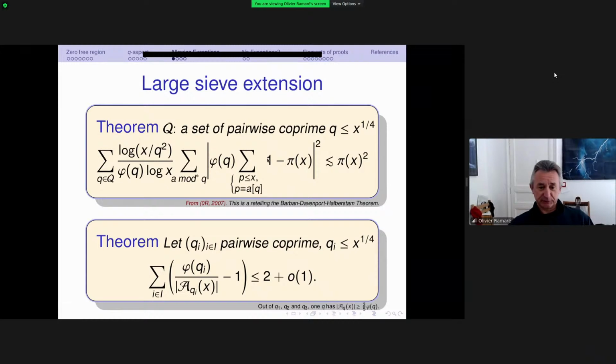This maybe looks complicated if you look at it immediately, but essentially what is included here is that you take the number of primes congruent to A mod Q, and it should be pi of x divided by phi of Q. So this one is a remainder term. Do the sum upon all the classes and multiply by something, you get that it's less than pi of x by 2. This is valid for Q around a set of pairwise coprime integers. That's only a retelling of the Barban-Davenport-Halberstam inequality.